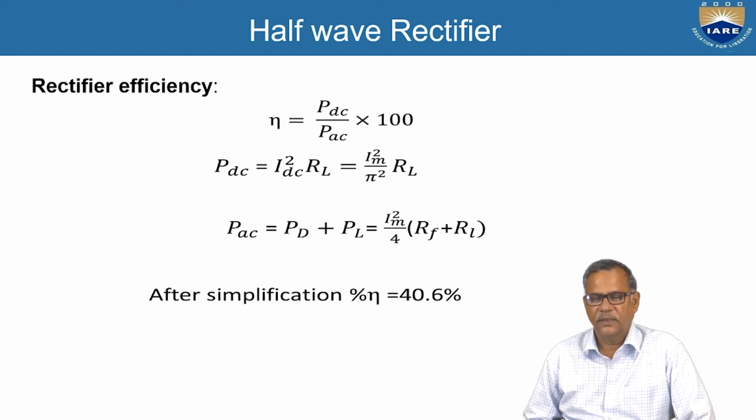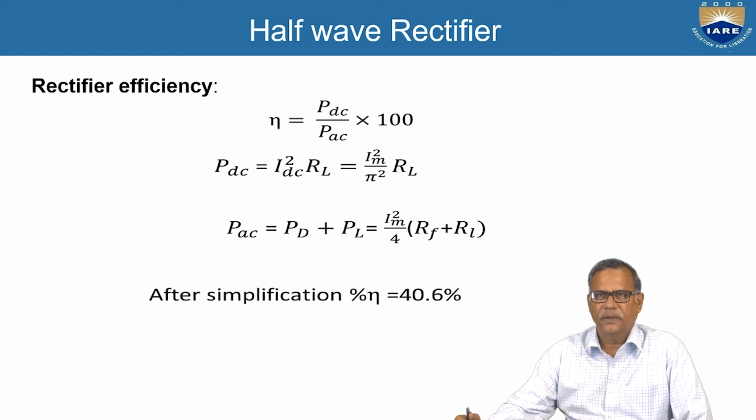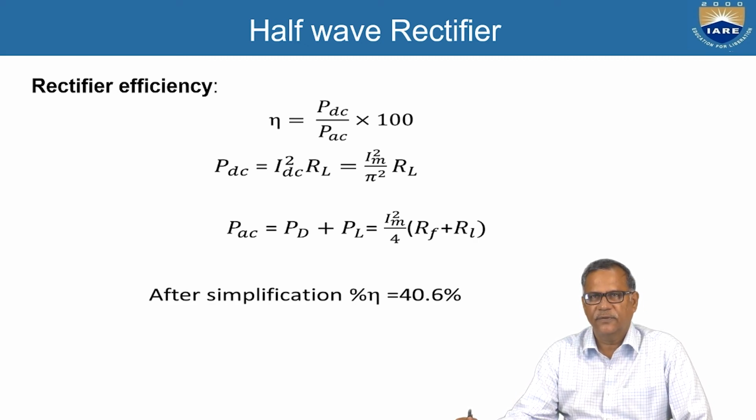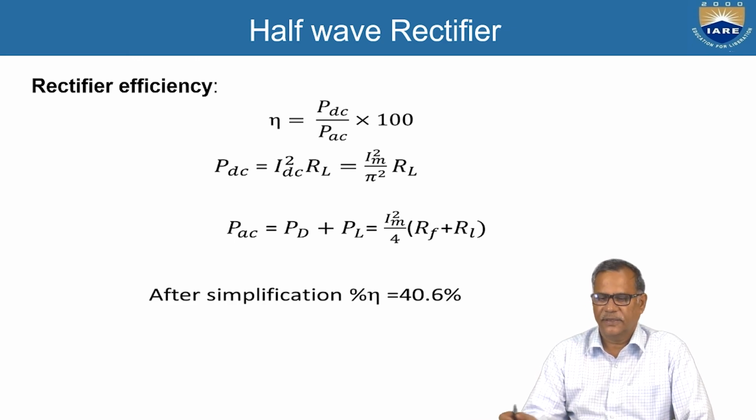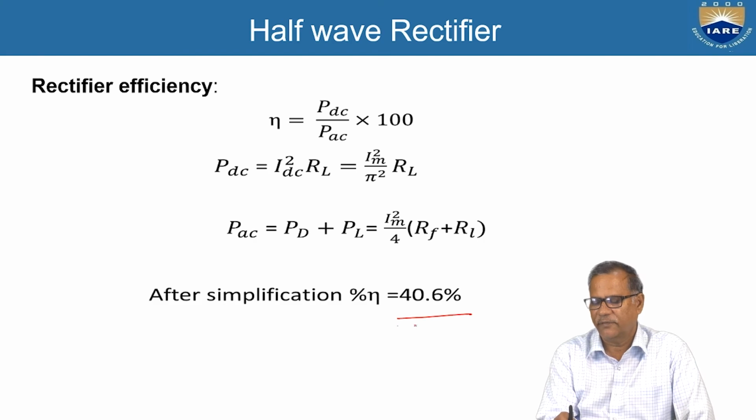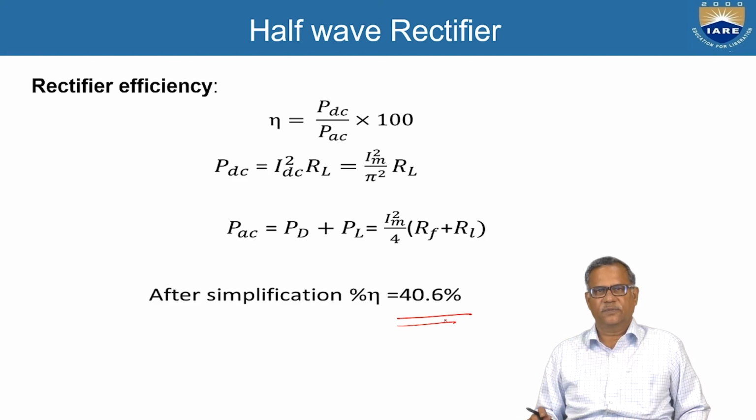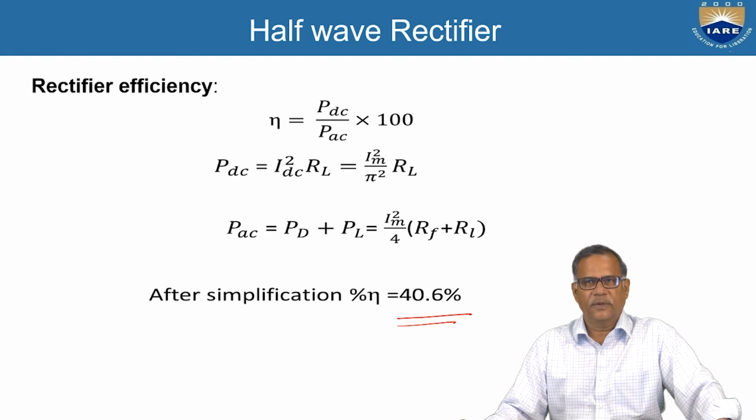So we have seen that it is less than 50%. So PDC by PAC into 100. PDC is equal to IDC square into RL, that is equal to Im square by pi square into RL. PAC is equal to PD plus PL, so we get this as Im square by 4 into (RF plus RL). After simplification, we get the rectifier efficiency less than 50%. So it is 40.6%. So if the input power is 100, only 40.6 watts is delivered to the load.